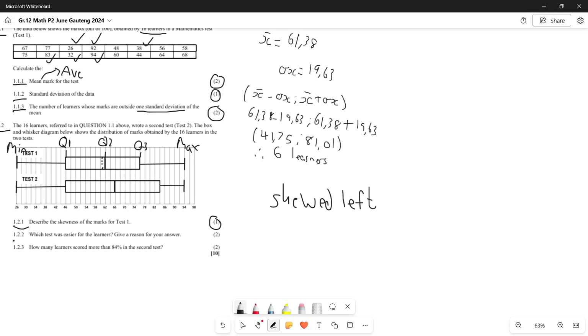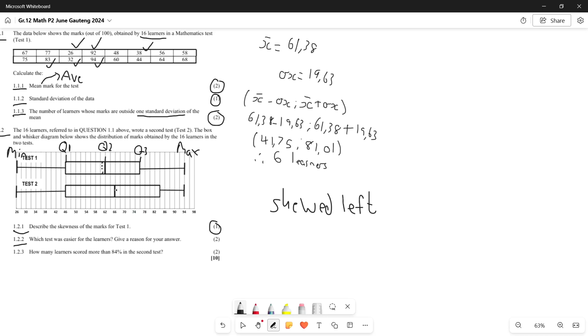Question 1.2.2 says, which test was easier for the learners? Give a reason for your answer. Generally what we're going to compare is the middle value, because that gives us the most accurate data. The whole box represents 50% of the data. The line to the left is 25%, so it is split up 25%, 25%, 25%, and 25%, so that we have the whole split of the 100% of the sample size. But the maximum and the minimum are not good indicators. The range might be useful, but those are generally outliers, so they are less accurate to determine questions like this.